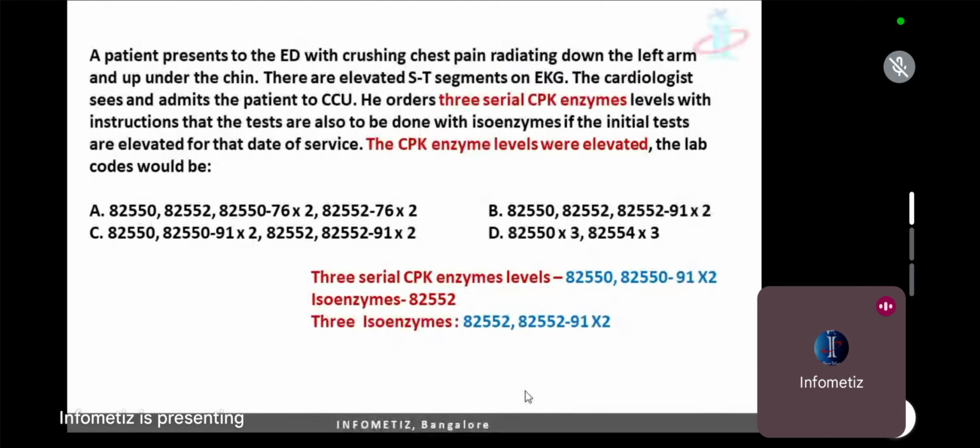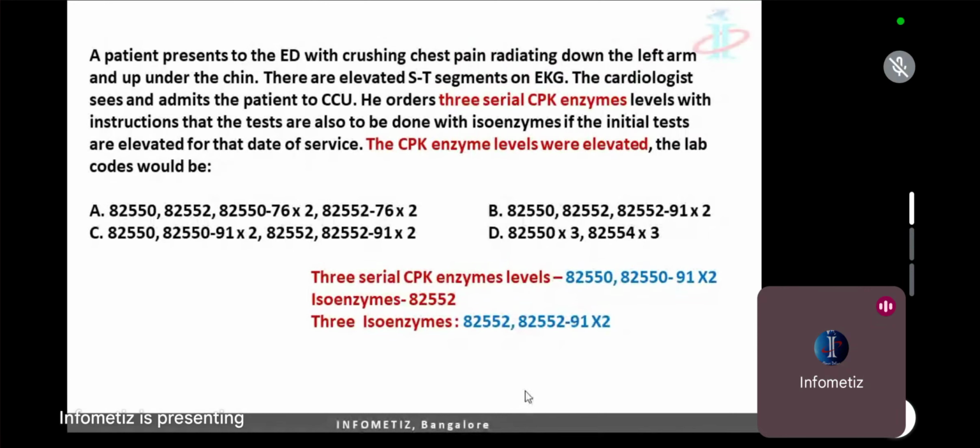See, in B we can see 80550 is a single code, and then we have 82552 and 82552 with 91 into 2. That is exactly how we can use the 91 modifier, so as per that, B is also correct. C is also correct with the same. So now we have to read the question.